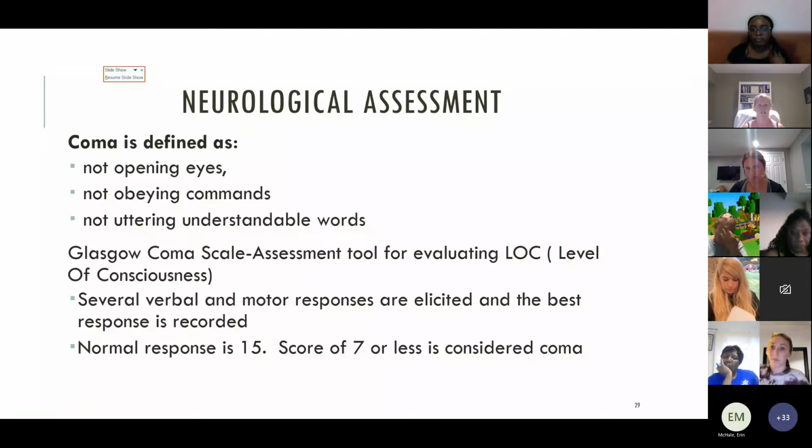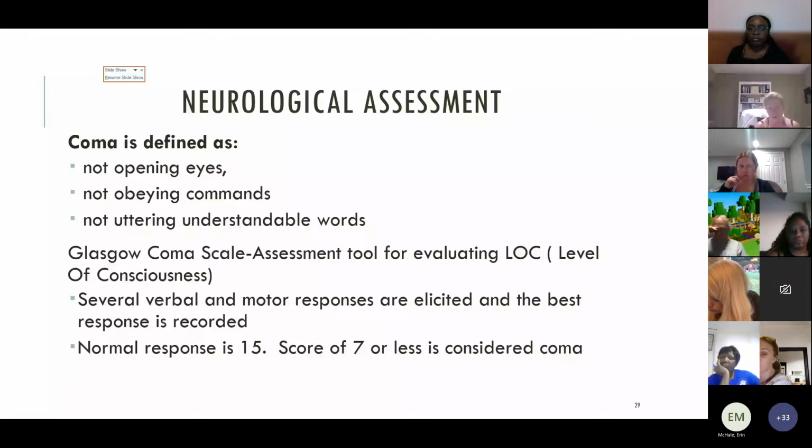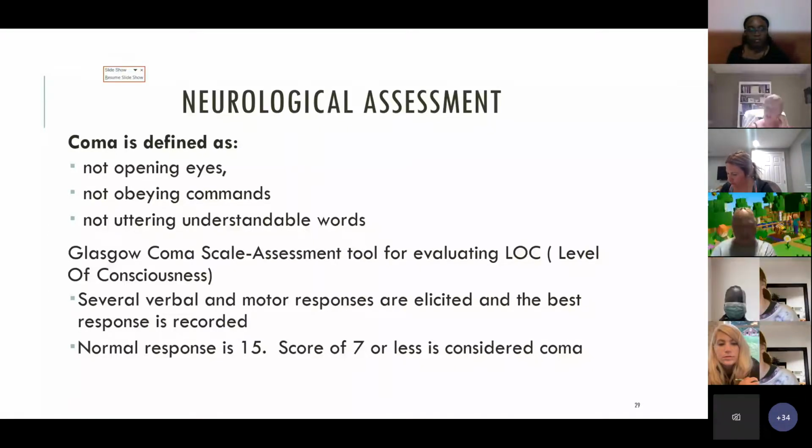Neurological assessment. We definitely want to do good neurological assessments because this is going to tell us if there's anything going on with their spinal cord, if there's anything going on in their brain. So we can use the Glasgow Coma Scale that we've talked about before. We use this in the ICU for evaluating their level of consciousness. This looks at verbal and motor responses. And basically, it's kind of like the Braden scale.